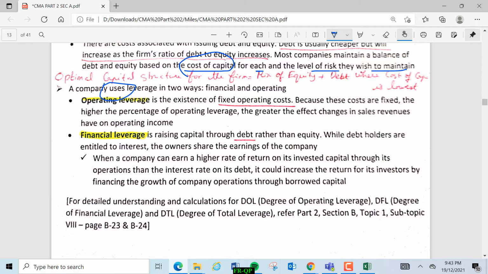Operating leverage is the existence of fixed operating cost, because the costs are fixed. So the higher the percentage of operating leverage, the greater the effect a change in the sales revenue has on the operating income. इसका मतलब ये हुआ, in normal language I want to explain to you, ये operating leverage is you are just trying to get the advantage of your fixed cost. Okay, now you can understand with the example.